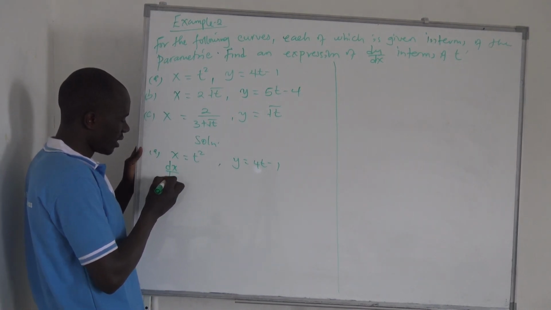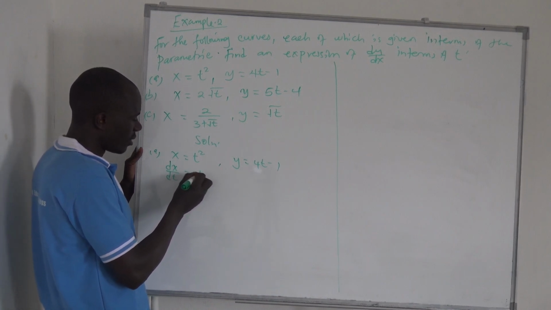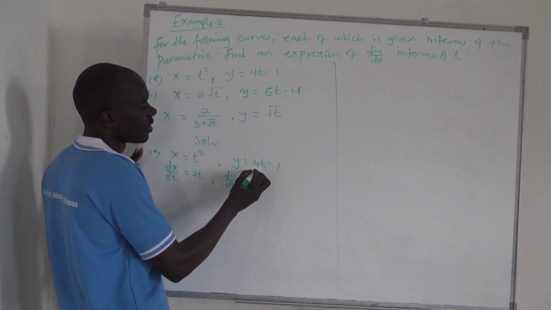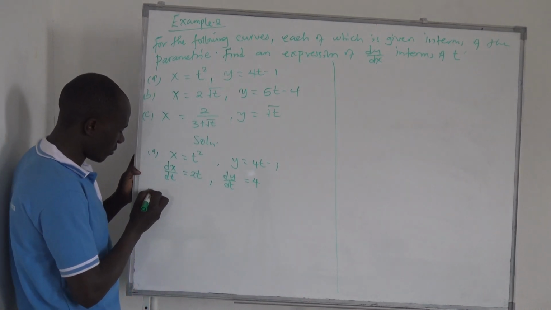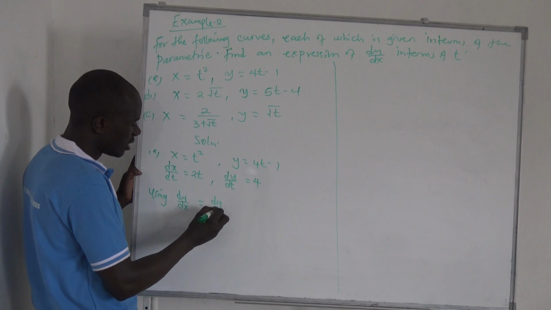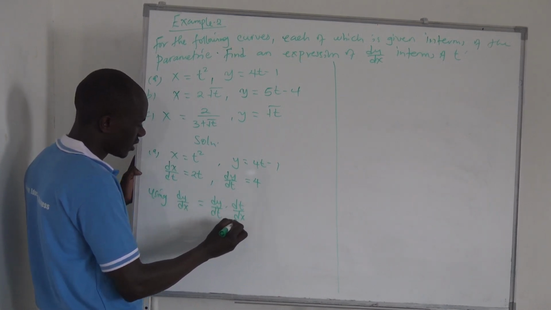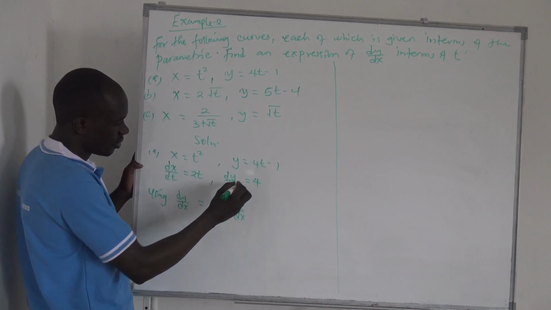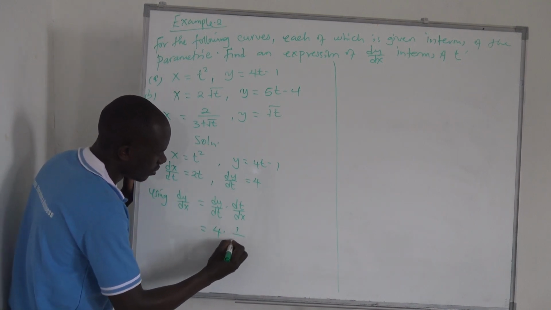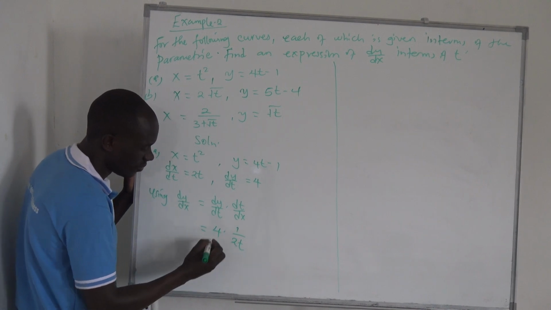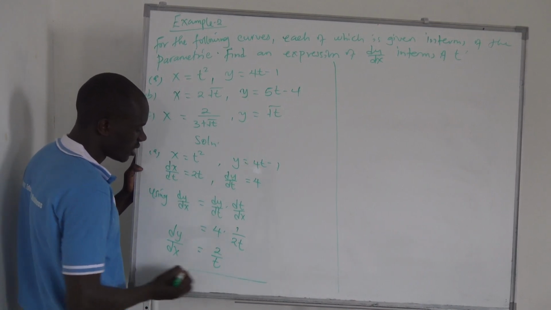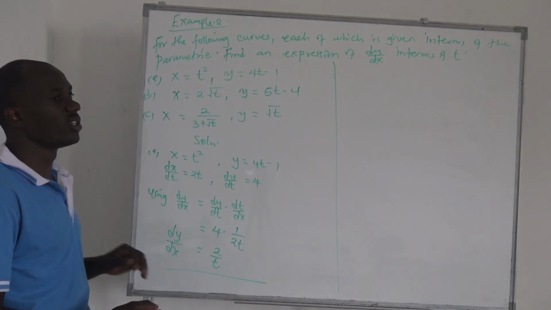So we need to get dx/dt. We differentiate x with respect to t, and dx/dt comes out as 2t. Then dy/dt is 4: differentiating 4t gives 4, and differentiating 1 gives 0. Then we use dy/dx equals dy/dt times dt/dx. Our dy/dt is 4, and dt/dx is the reciprocal, 1 over 2t. 2 goes into 4, remaining with 2 over t, which is dy/dx in terms of t.